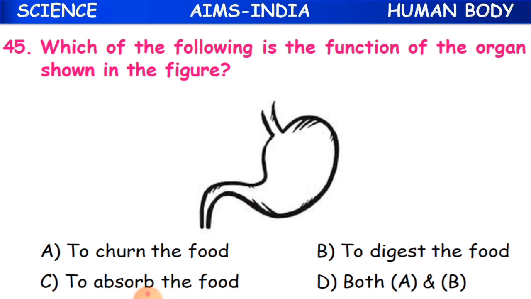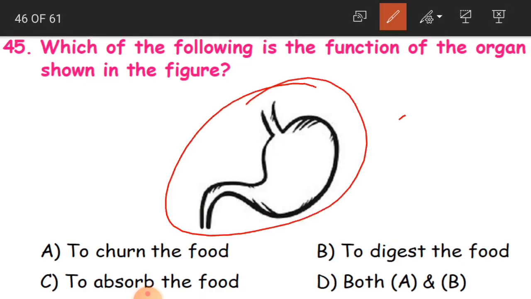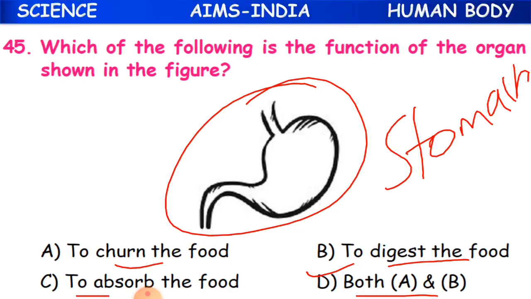Now 45th question. Which of the following is the function of the organ shown in the figure? What is this part, children? It is the stomach. So what is the function of this stomach? Either to churn the food, to digest the food, to absorb the food, or both A and B, that is to churn and digest the food. Yes, A and B, that is D option, is the correct answer. Stomach is going to churn the food and also digest the food.